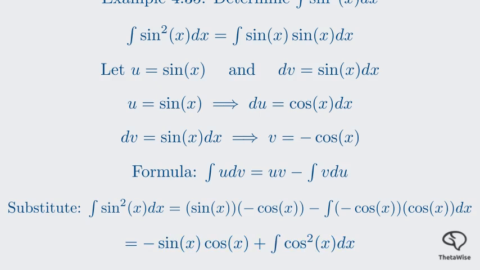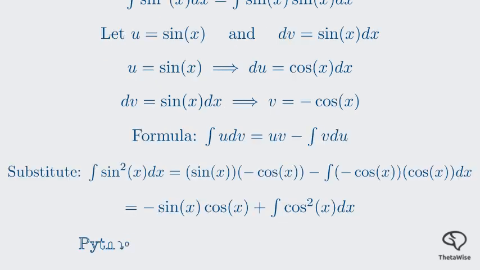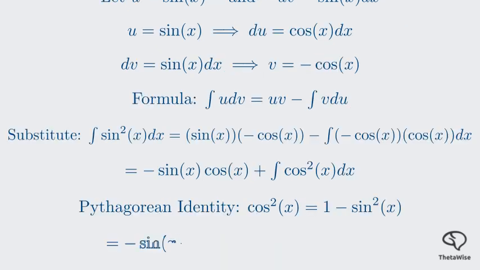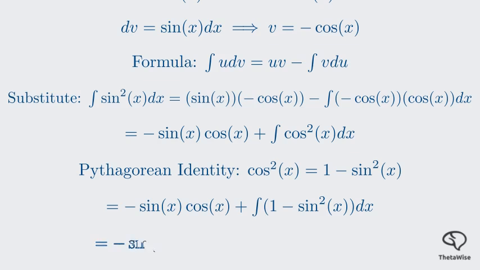We have a new integral, cos squared of x. We can't solve this directly, but we can use the Pythagorean identity. Remember the identity: cos squared of x equals 1 minus sin squared of x. Substituting this into our equation gives us negative sin x cos x plus the integral of 1 minus sin squared of x dx. We can split the integral into two parts. This gives us negative sin x cos x plus the integral of 1 dx, which is x, minus the integral of sin squared of x dx.